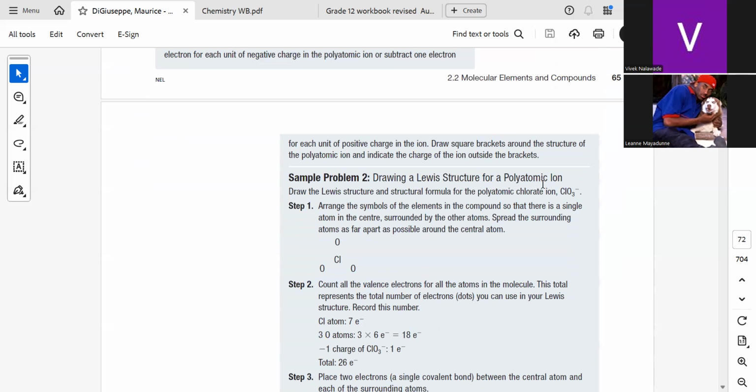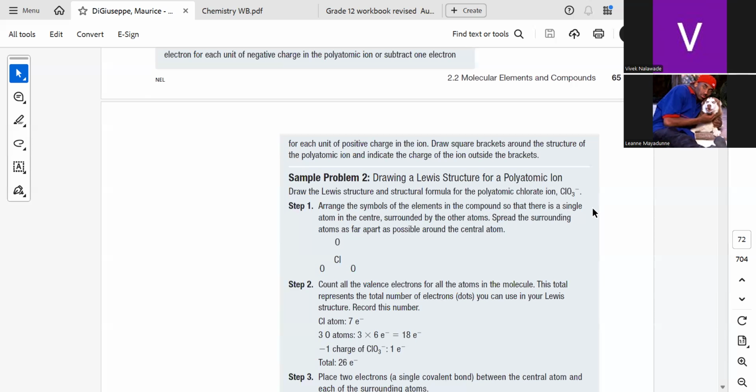So when you have a polyatomic ion, there is a negative charge over here, ClO3 minus. When you have a negative charge, you will add electrons depending upon the negative charge. If it is one negative, one electron, two negative, two electrons, three negative, three electrons.